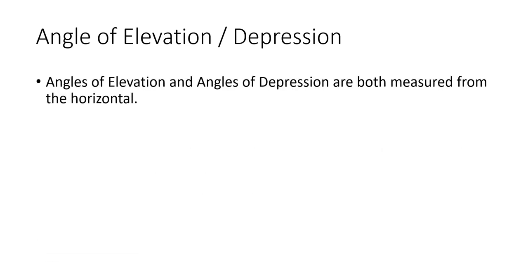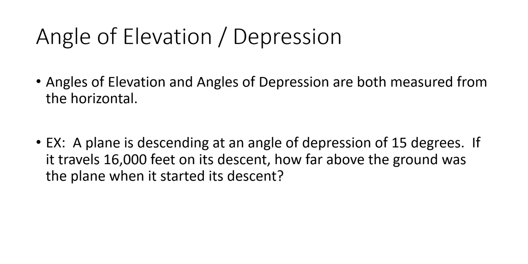All right, another application of these right triangles are angles of elevation and angles of depression. Angles of elevation and depression are always measured from the horizontal, and basically you're looking up for an angle of elevation, you're looking down for an angle of depression. So you're on a plane. The plane descends at an angle of depression of 15 degrees. If it travels 16,000 feet on its descent, how far above the ground was the plane when it started its descent?